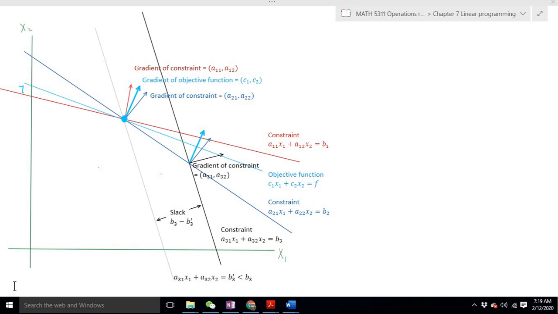Hi, in this video we're going to talk about what duality means in the context of linear programming. Alright, so this diagram shows a maximization problem. Now you may remember maximization problems; think of an example maximization problem.